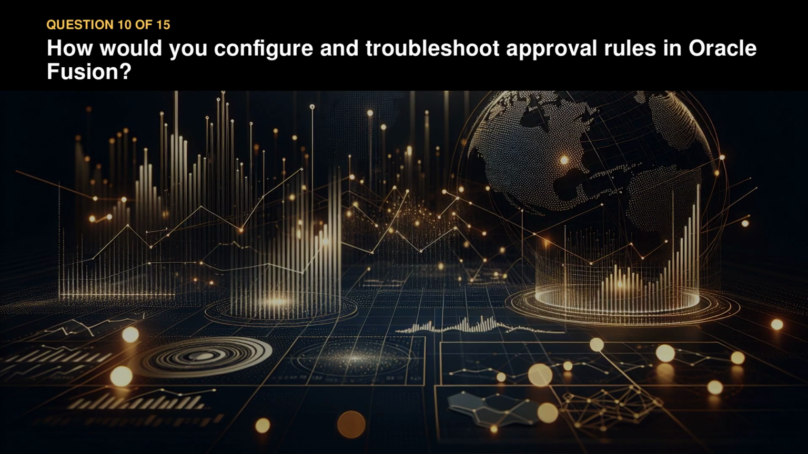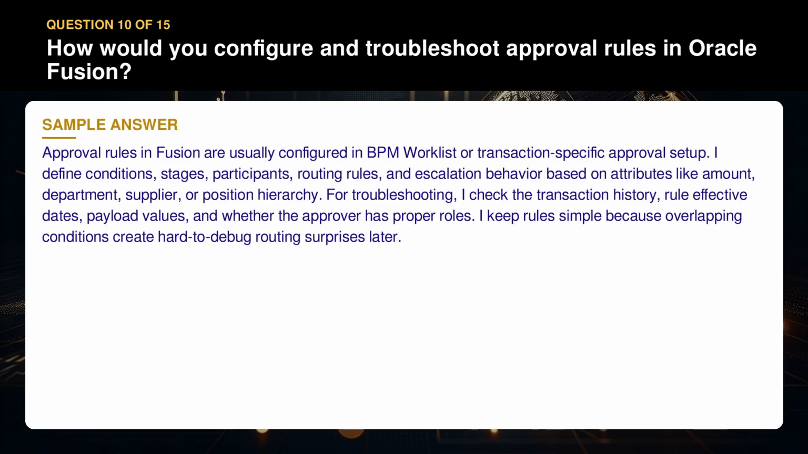Question 10. How would you configure and troubleshoot approval rules in Oracle Fusion? Approval rules in Fusion are usually configured in BPM worklist or transaction-specific approval setup. I define conditions, stages, participants, routing rules, and escalation behavior based on attributes like amount, department, supplier, or position hierarchy. For troubleshooting, I check the transaction history, rule effective dates, payload values, and whether the approver has proper roles. I keep rules simple because overlapping conditions create hard-to-debug routing surprises later.